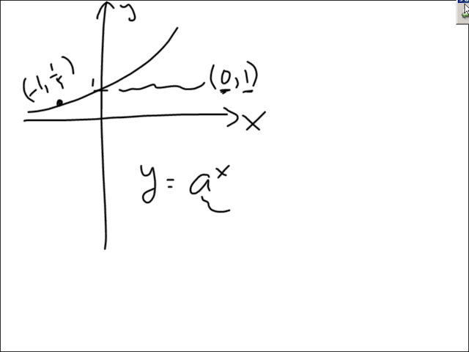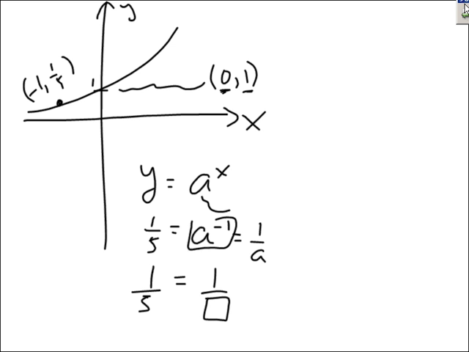Now, when x is 1, y should be a 5th. I meant to say if x is negative 1. So, if x is negative 1, y is a 5th. Well, this is 1 over a. So, if you start off with the same numbers, 1, and you divide one by 5 and the other by an unknown, and you get the same answer, well then you divide it by 5. That is, a is 5.